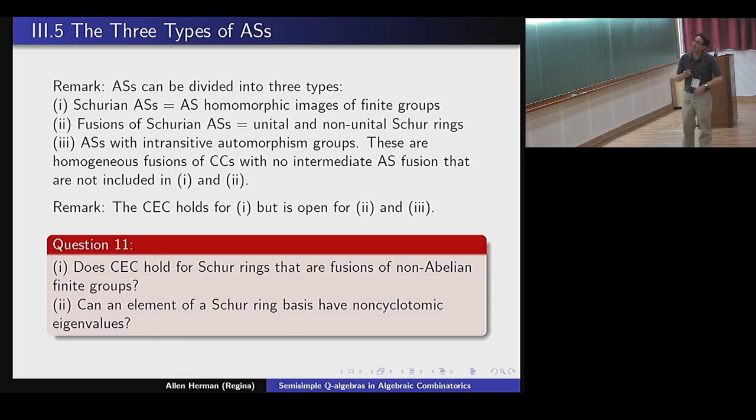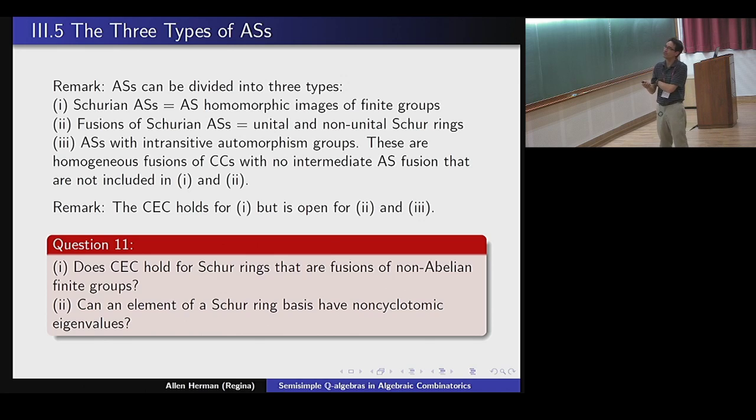Now there are 3 types of association schemes from the fusion point of view. You have the Schurian association schemes. Those are scheme images of finite groups. There are fusions of those. So these can be unitable, but they're also non-unitable. Those would be: take a quotient and then you fuse.